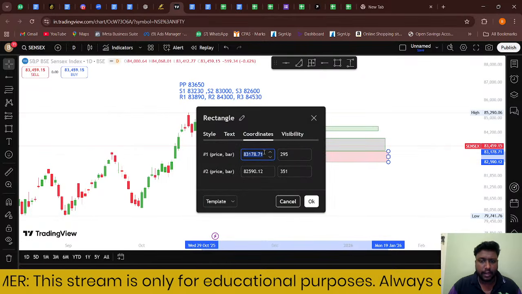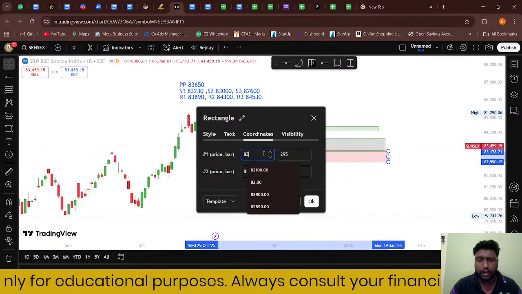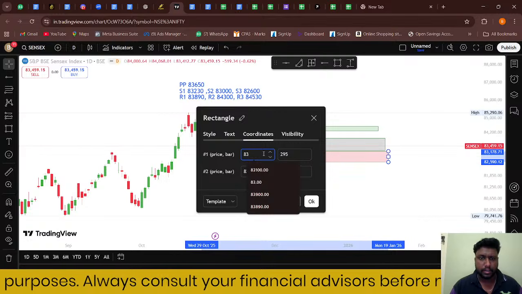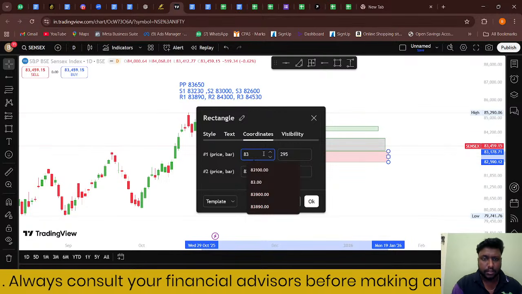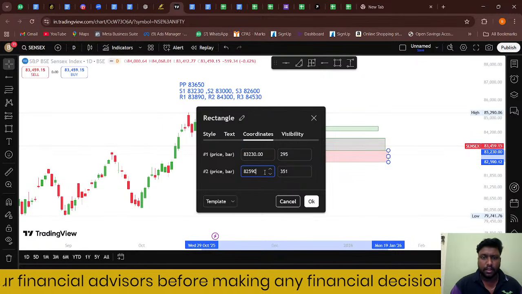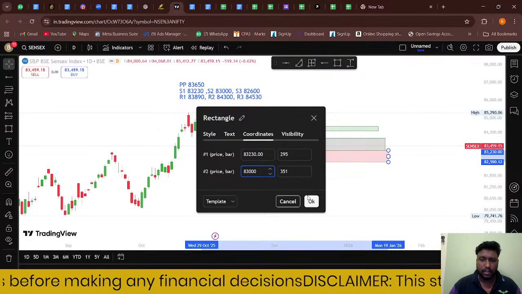On the bearish side, it will be between S1 and S2. So any movement below this particular S1, we can validate that short-term bearish movement or weakness in the market. So 83,230 I'll mark as the first zone, and 83,000 as the second zone.